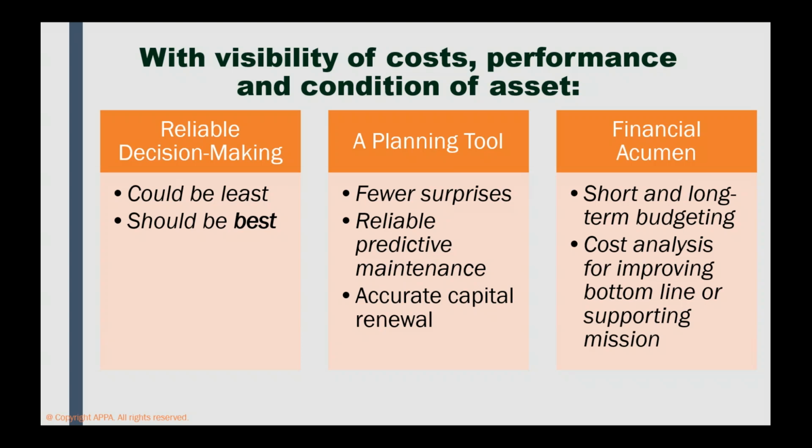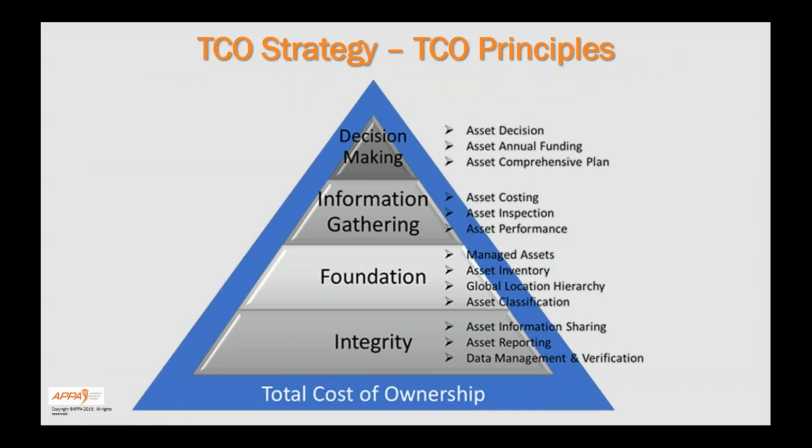Total cost of ownership is also a planning tool, and it also provides you with a sense of financial acumen for budgeting within your organization. If we look at our total cost of ownership principles that were outlined in part 1, we've got 4 groupings of that. We won't go into detail of those, but they build upon each other. So integrity is the first one you start with, then foundation, information gathering, and that leads to decision making.